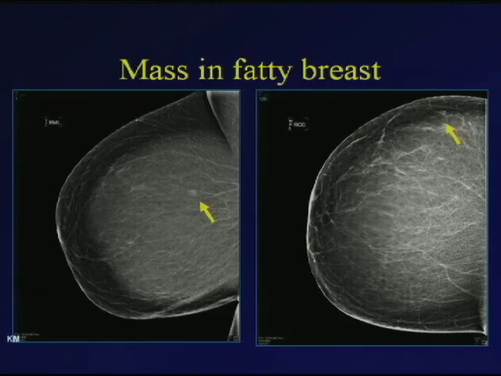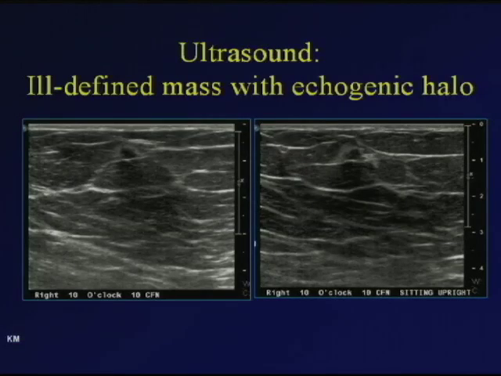Now here is a mass in a fatty breast. Very small, and we're a little bit worried that on mammography we're not going to be able to find this, because a lot of times small masses in fatty breasts on mammography don't show up particularly well on ultrasound. The only thing we find is a little hypoechoic mass with what looks like an echogenic halo. We want to make sure that this is indeed the lesion that we're seeing on the mammogram.